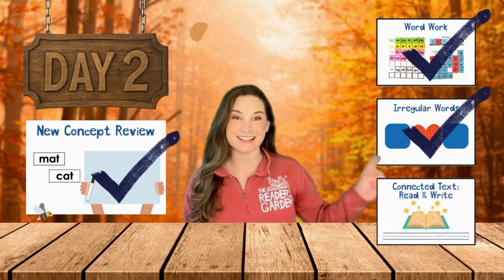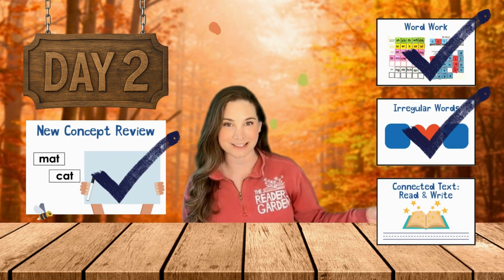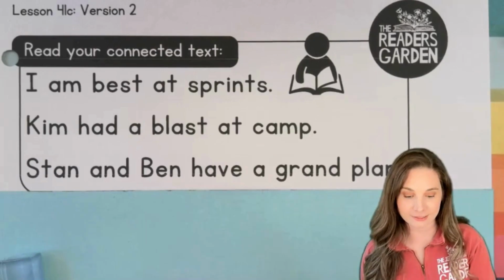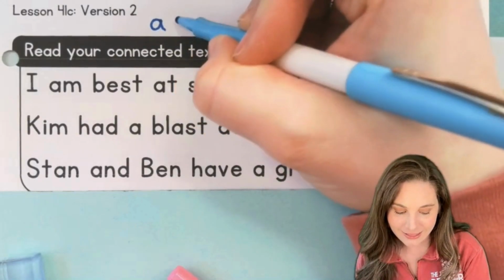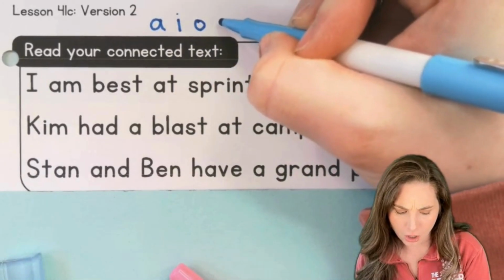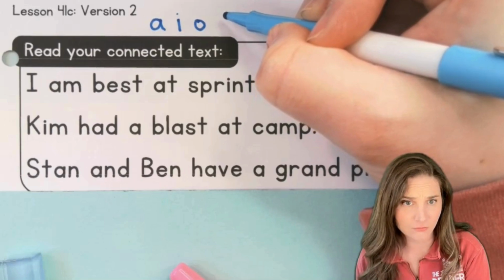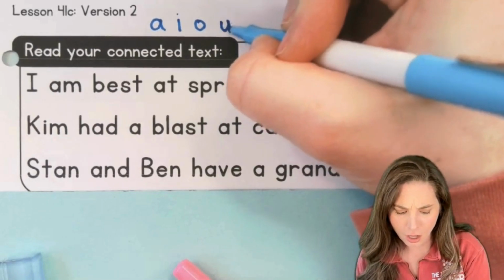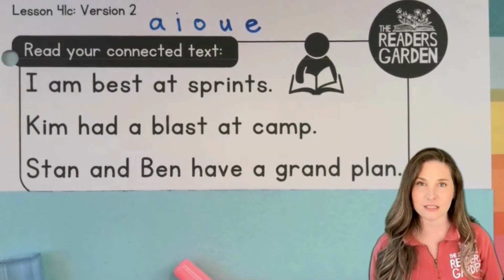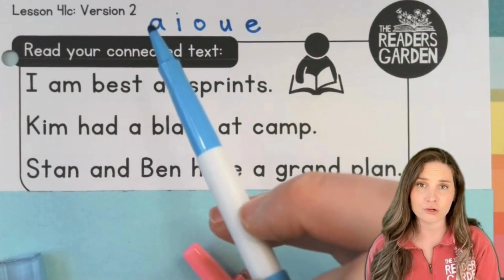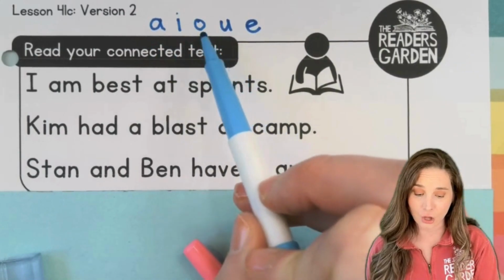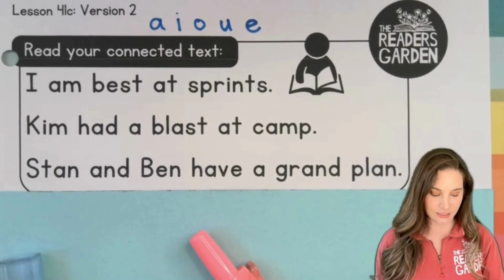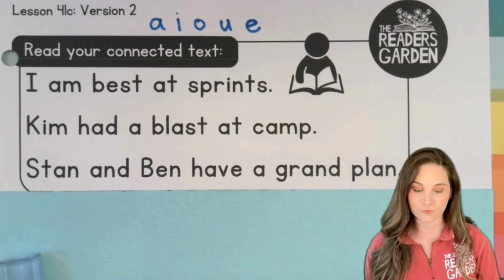Our last stop for today is our connected text reading and writing practice. Let's head over now. We are going to be focusing on all of the short vowels that we have been practicing. I did these out of order. That's okay. This is the order we've been talking about them: A, I, O, E. And so that is all of our letters. In alphabetical order, it would be A, E, I, O, and U, but we have been talking about them in that order. So let's go ahead and read our first sentence.